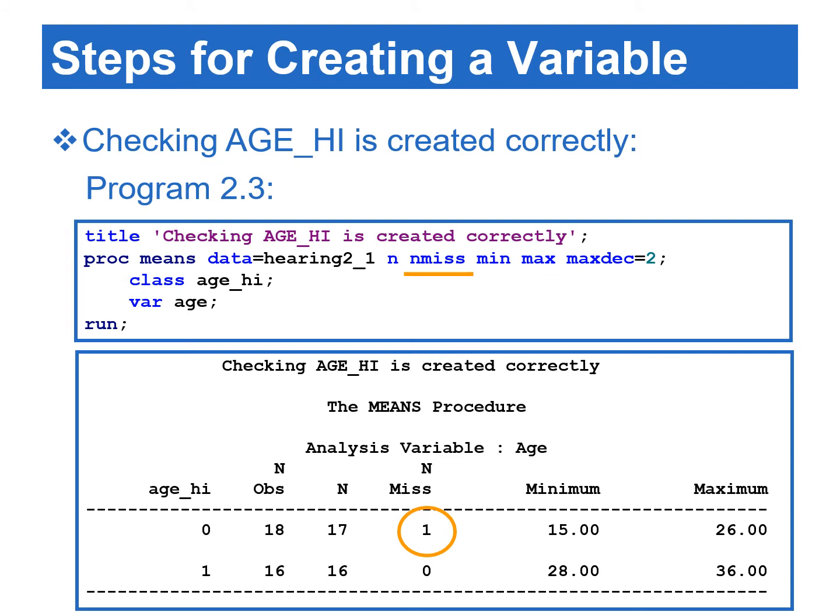This program also examines the number of missing and non-missing values within each level of age_high by using the n and n-miss options. Based on the output, the age range is correct when age_high equals 1. There is a problem, however, when age_high is set to 0. Since missing value is the smallest number, the missing value for age was set into the group when age_high equals 0.